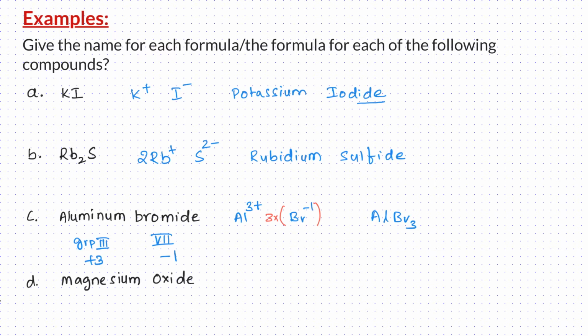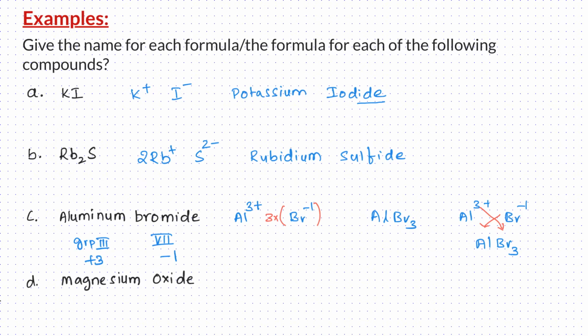We can use a method called the crisscross method to find out the molecular formula from the name. First, we write the cation with its charge and anion with its charge. And then we exchange the charges of cation and anion without the sign and turn them into subscripts. So if we start with Al3+ and Br-1, if we do the crisscross method, we end up getting AlBr3.